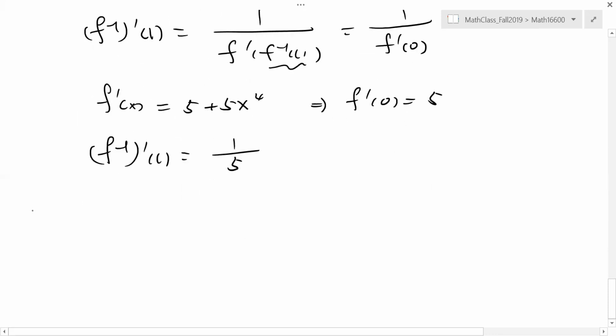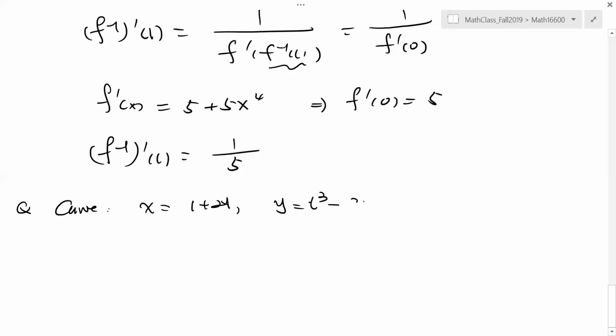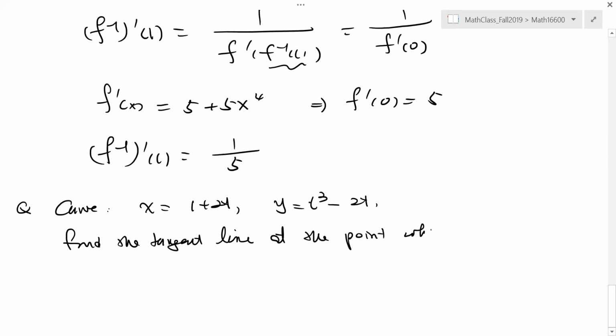All right, so the next problem: find an equation of a tangent line to the curve at the point corresponding to the value of the parameter. So this curve is given by this, okay? Okay, find the tangent line at the point when t equals what, right?